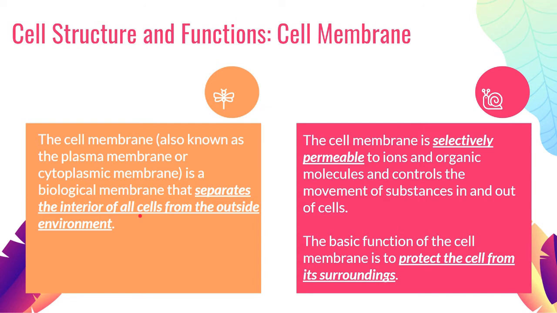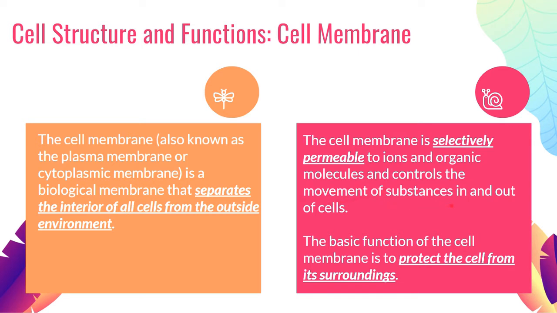So this is the most important task. It separates the interior of all cells from the outside environment. So it creates a different system, a cell that is separated from the rest of the environment or from the rest of the body. The cell membrane, like what I've mentioned, is selectively permeable. It chooses which materials can move in. It controls the movements of the materials in and out of the cell.